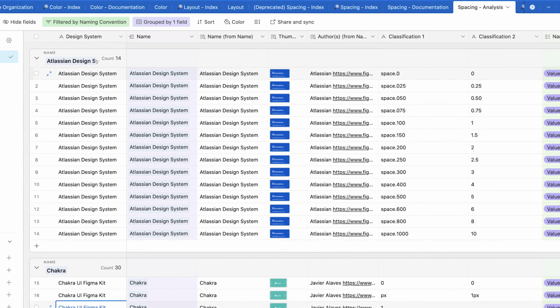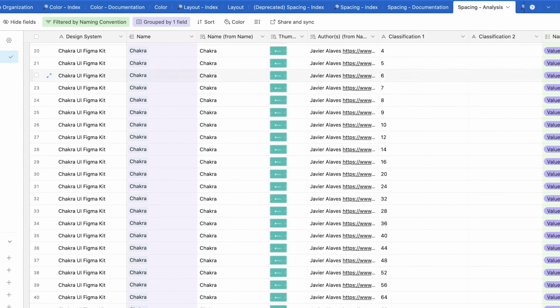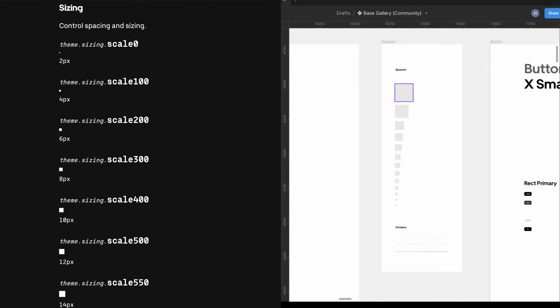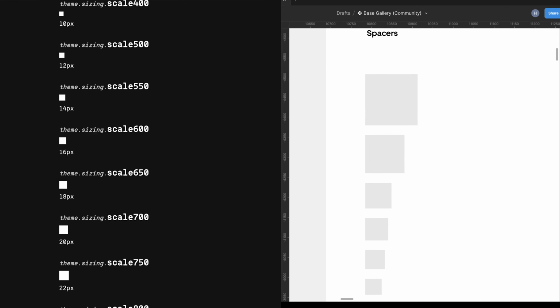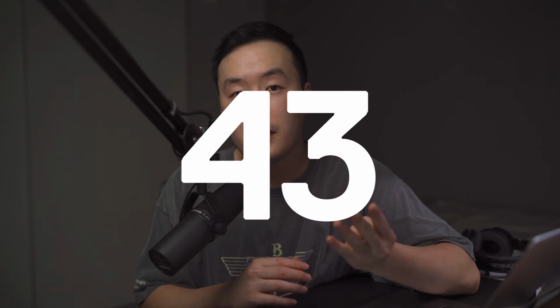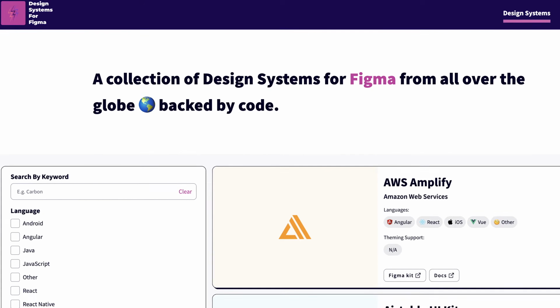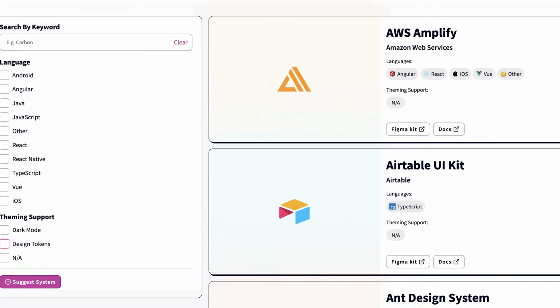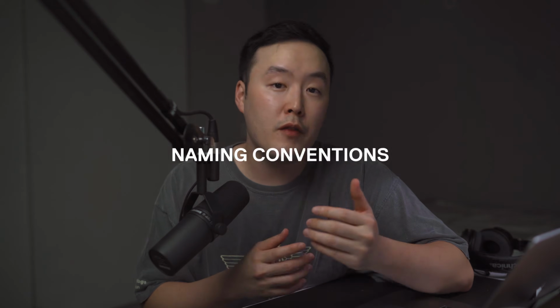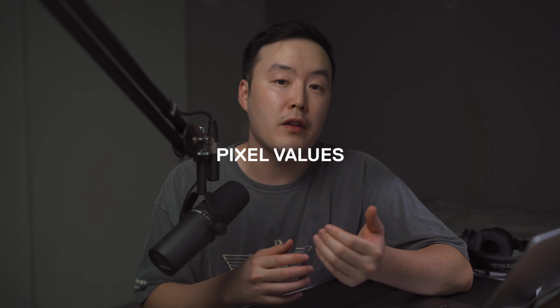This is the Airtable spreadsheet that we're going to use to reference throughout the video. To build this, I cross-referenced data from the available documentation and Figma community files for 43 systems and extracted data points for 611 spacing units. There's a ton of systems out there, so I used designsystemsforfigma.com to find the best ones. With this data, I'll go over insights around naming conventions, rem values, and pixel values.